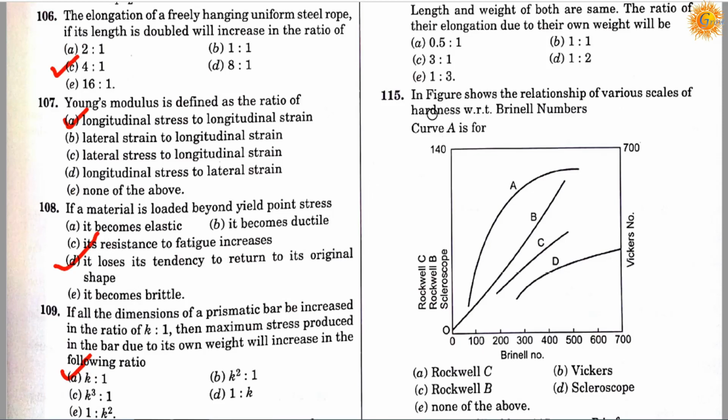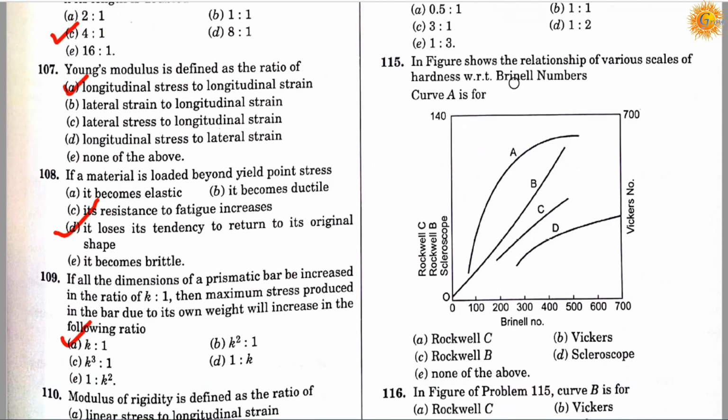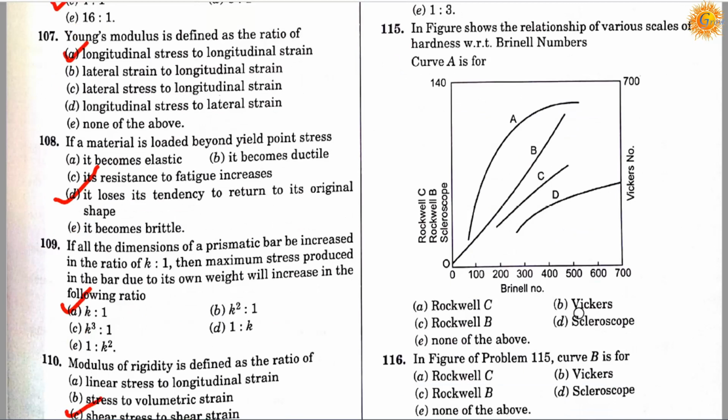Question number 115. The figure shows the relationship of various scales of hardness with respect to Brinell's number. Curve A is for option A is Rockwell C, option B is Vickers, option C is Rockwell B, option D is scleroscope, and option E is none of the above. So you can see here a graph between Rockwell C, Rockwell B, scleroscope, Brinell's number and Vickers number. So curve A belongs to option C, Rockwell B. This curve belongs to Rockwell B.